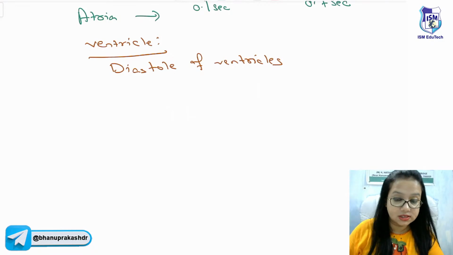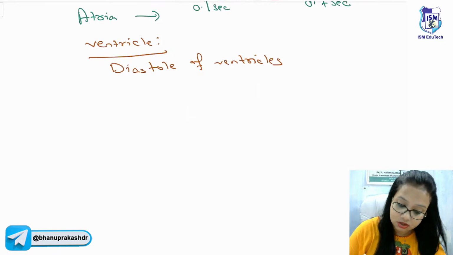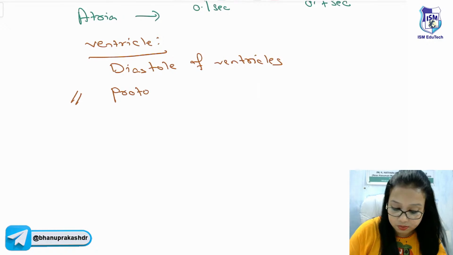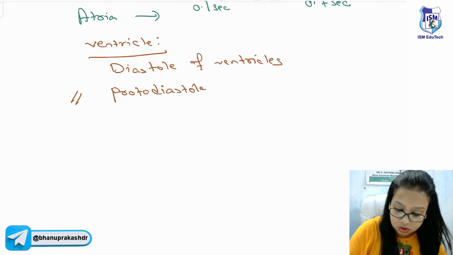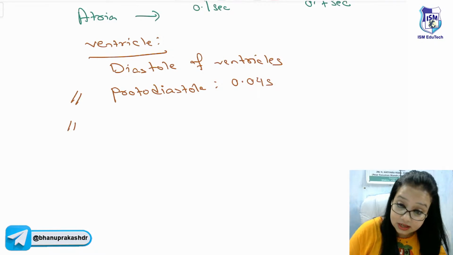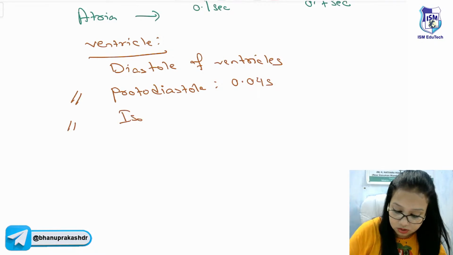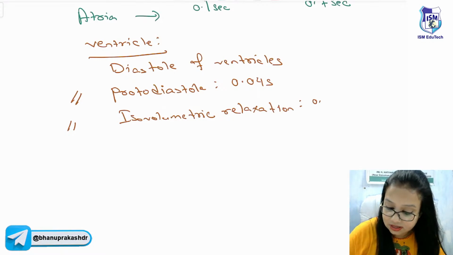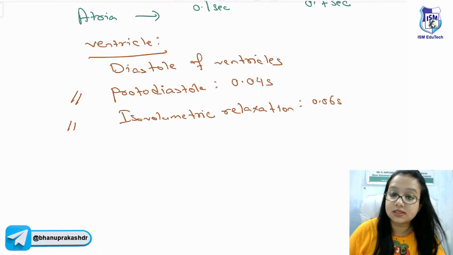It is not that the blood comes and fills the ventricles all at once. No, it does not happen like that. The diastole of the ventricle includes a stage called protodiastole, which spends about 0.04 second. Then there is a stage called isovolumetric relaxation, which spends about 0.06 second.